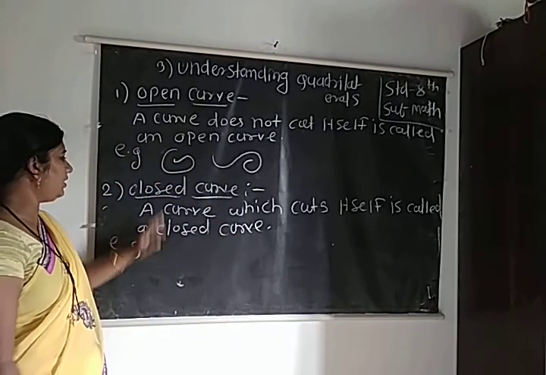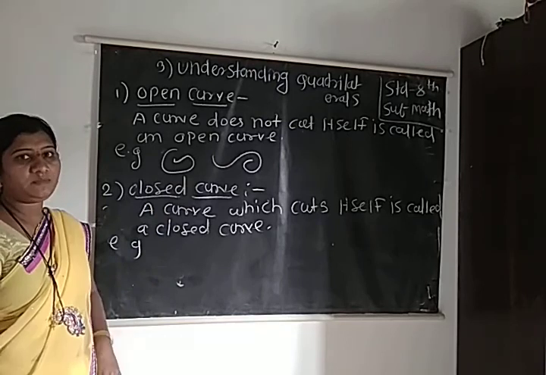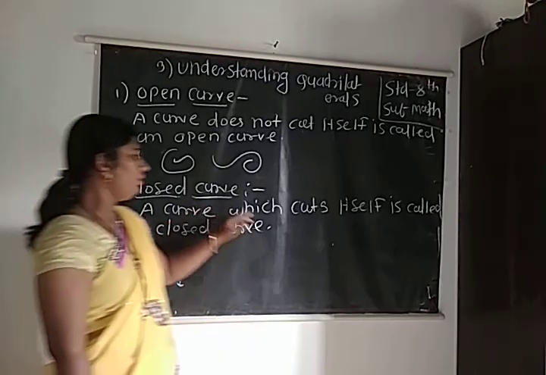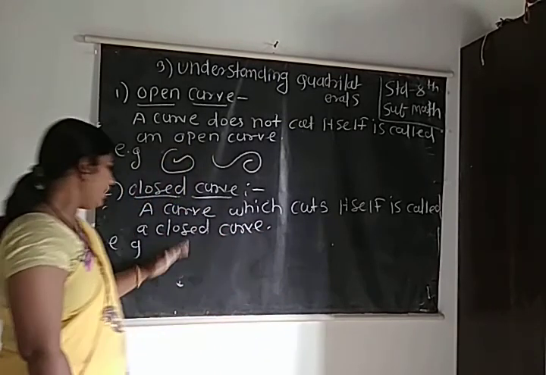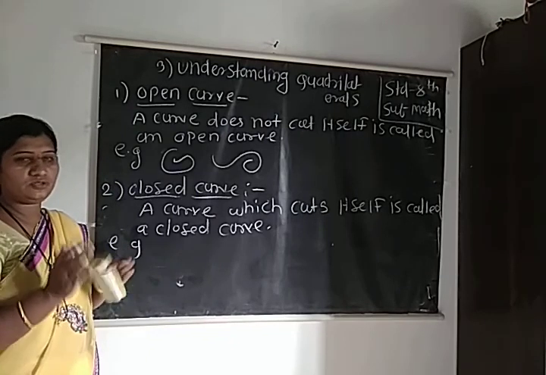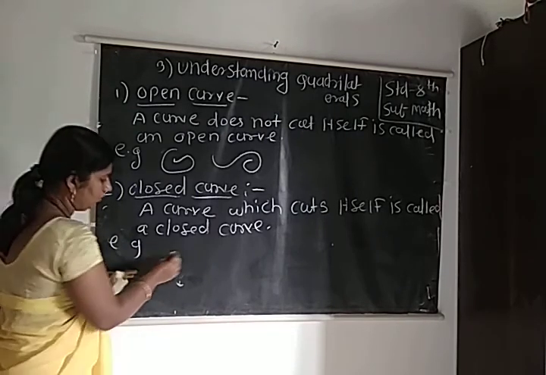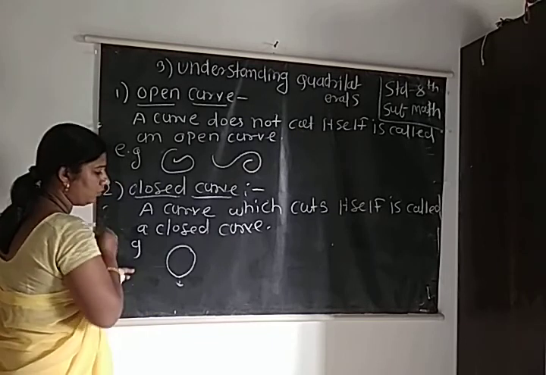Now the second point is closed curve. So what is meant by closed curve? A curve which cuts itself is called a closed curve. Closed curve means its two ends connect to each other. So for example, this is a closed curve.